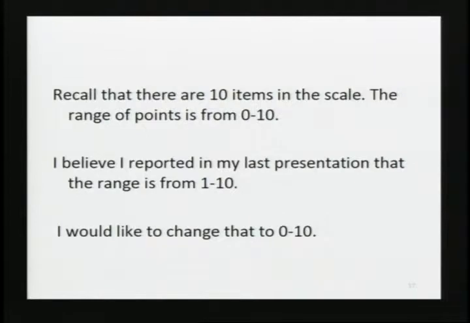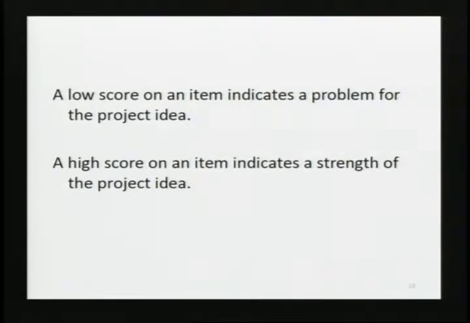Recall that there are 10 items in the scale, and the range of points is from 0 through 10. I think in a previous presentation I mentioned that the range was from 1 through 10, but I would like to change that to 0 through 10. A low score on an item indicates a problem for the project idea, and a high score on an item indicates a strength of the project idea.